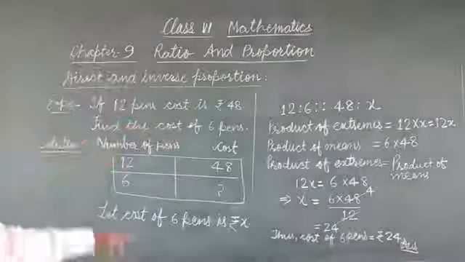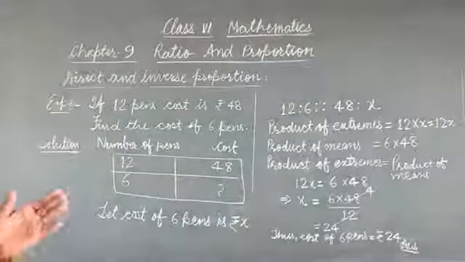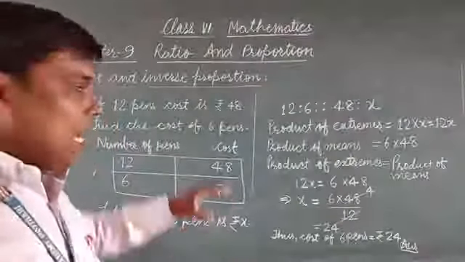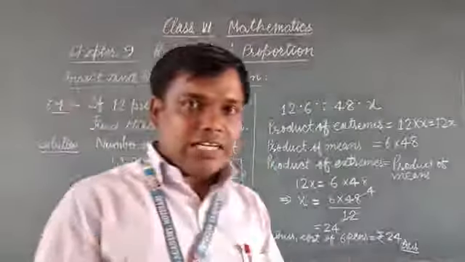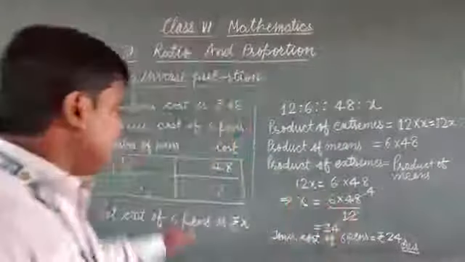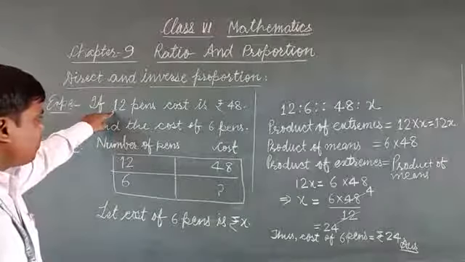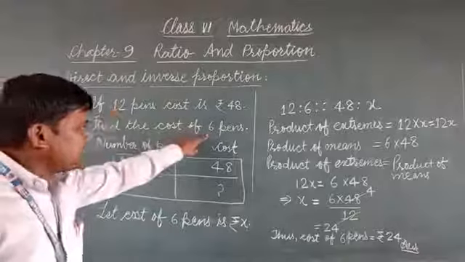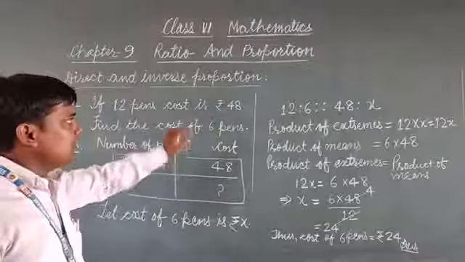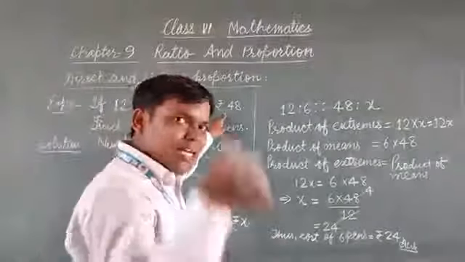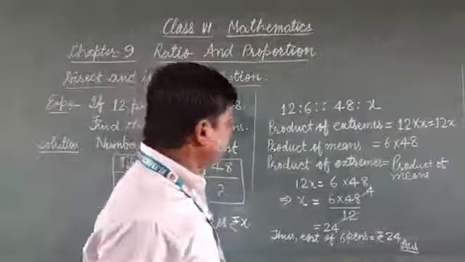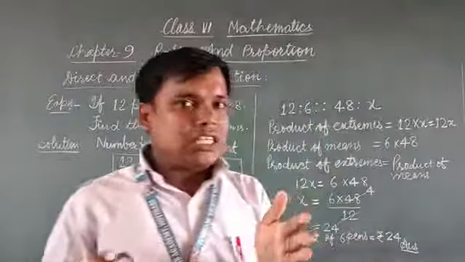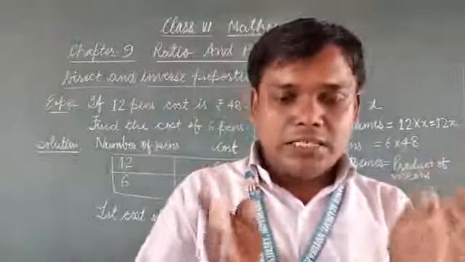So we can solve this kind of problem with the help of ratio and proportion, and this is the case of direct variation or direct proportion. As you are seeing, the number of pens decreases to half. Here it was 12 and now it is 6, so half. So the cost also decreased by half. Here it is 48 and now we have 24. So this is the case of direct variation or direct proportion.